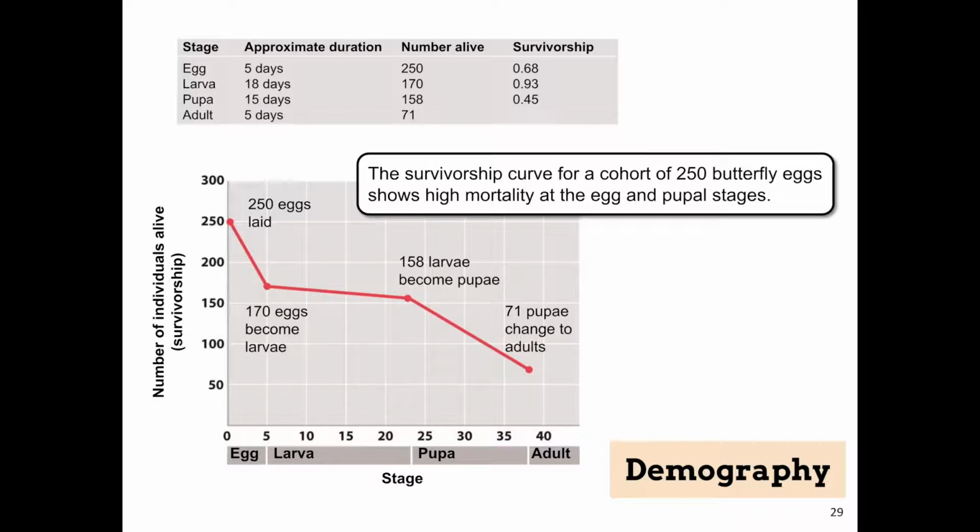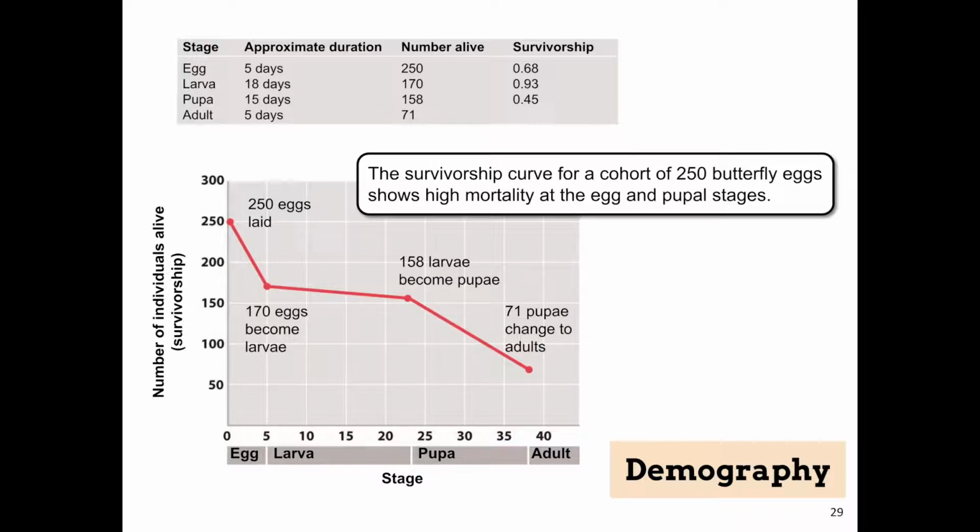And we can see in the life table and the survivorship curve for this example that survival is lowest among the eggs. 68% survive to the next stage, and pupa only 45% to the next stage, which of course the pupa can't move to escape any harm.